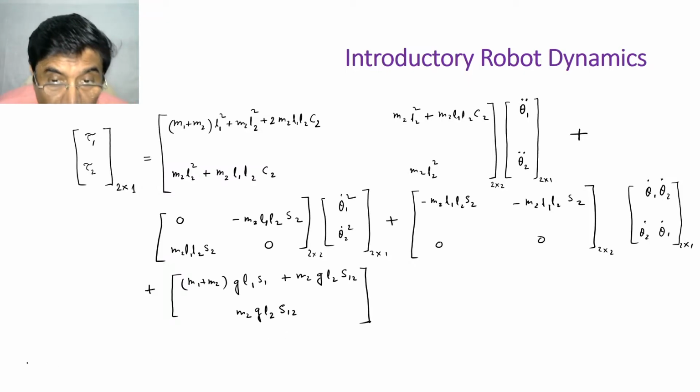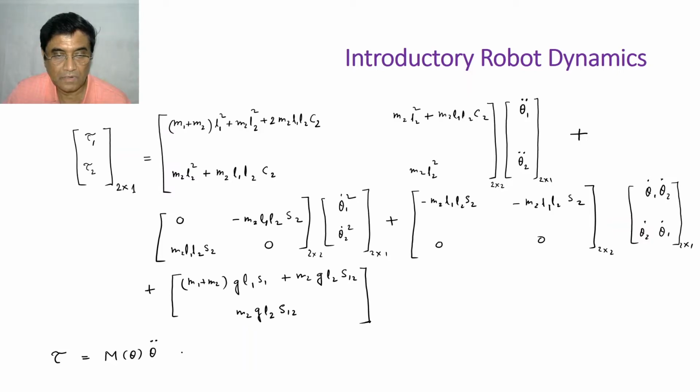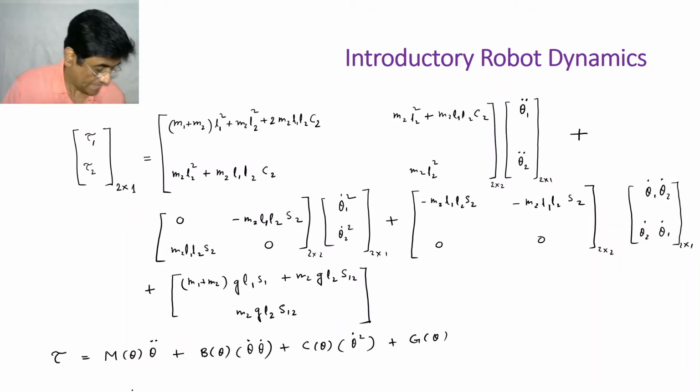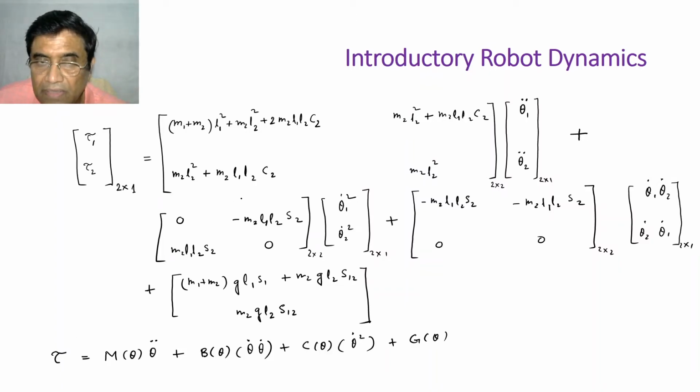So this is the dynamic equation for the two-link robot manipulator, and in coupled form we can write it in a generalized way: tau, which is a vector, equals M(theta) theta double dot, plus B(theta) theta dot theta dot, plus C(theta) theta dot square, plus G(theta). You may come across this generalized equation again and again when you come across robot dynamic equations. So this is very important, and let us see now what each term signifies.